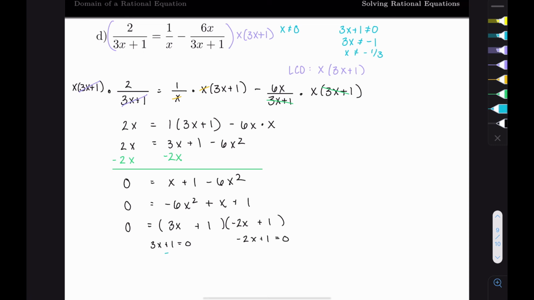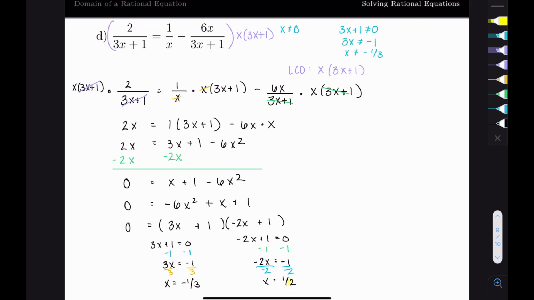So for this first one, we have to subtract 1, gives us 3x equals negative 1, divide by 3, and it gives us a solution of x equals negative 1/3. Over here, we can subtract the 1. That's negative 2x is negative 1. Divide by negative 2. And when you have a negative divided by a negative, it turns into a positive. So we have our two solutions.